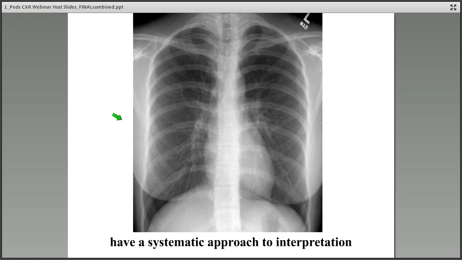I want everyone to have a systematic approach to the interpretation of the mediastinum and hilar region. It's best to evaluate the contour and be familiar with the various bulges that form the mediastinal contour. So, for example, we talk about the aortic bulge, the main pulmonary artery, the azygos vein, and the cardiac silhouette.